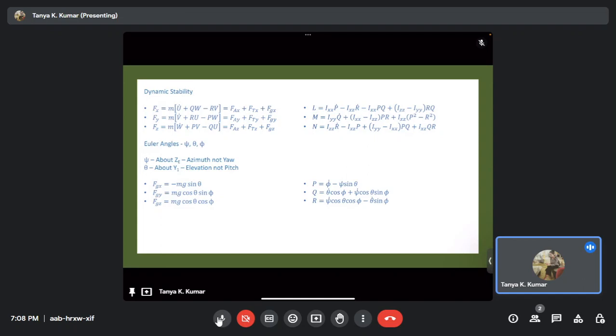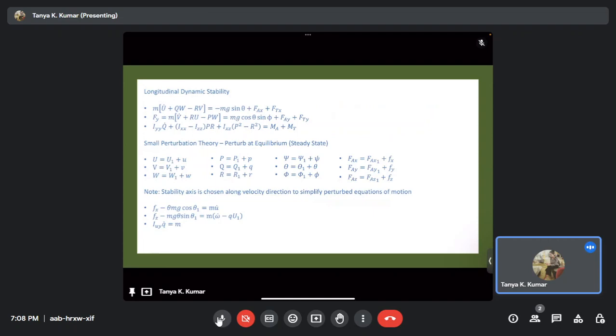Now we looked at the longitudinal dynamic stability. For that we analyzed only 3 of those 6 equations. Then we studied the small perturbation theory, which is to take a body at equilibrium and then perturb it with a small quantity. In our case, the equilibrium or the steady state is the trim condition. So all of these terms with the subscript 1 are the values measured at equilibrium: U1, V1, P1, Psi1, all of those.